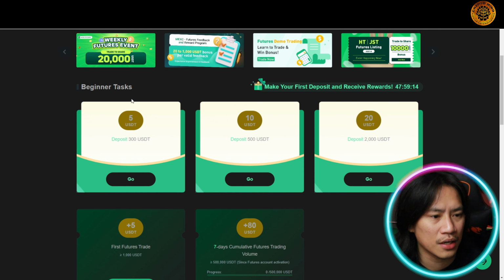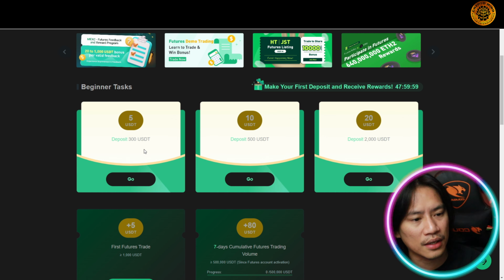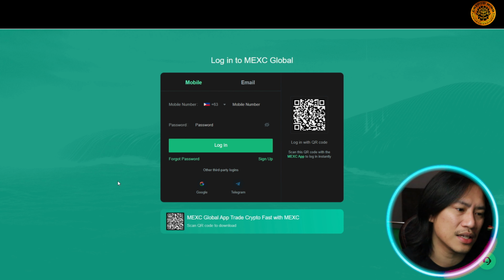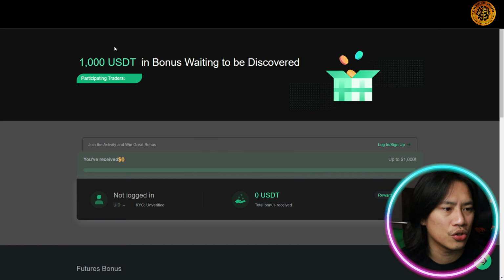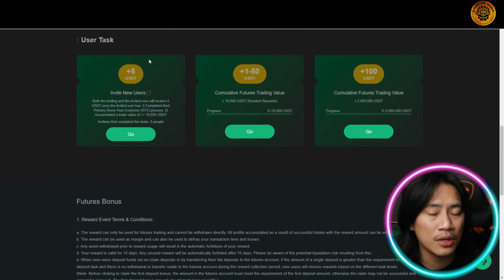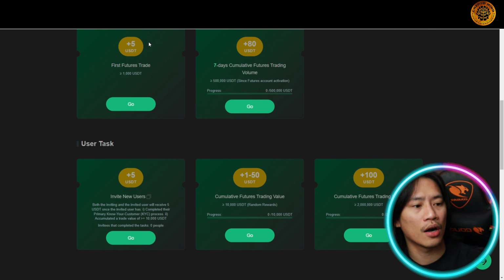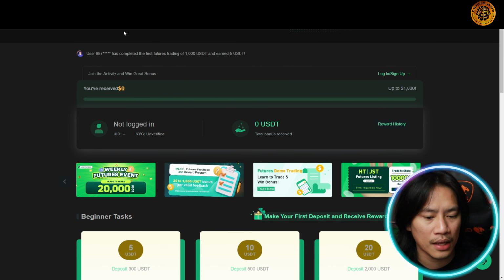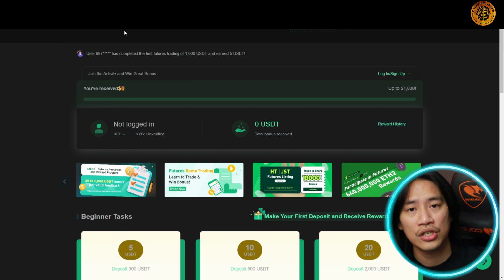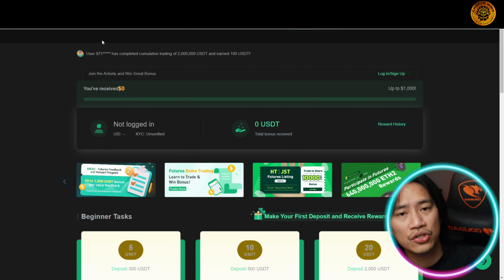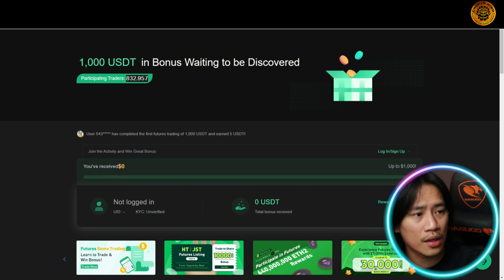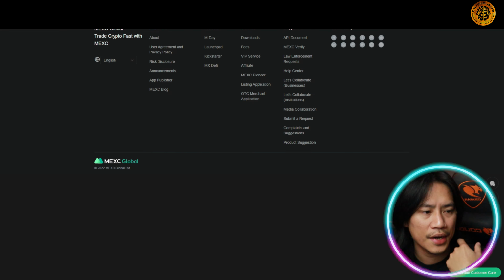And look at that, beginner task. Deposit 30 USDT, you get 5 USDT here. Click on go. But of course, again, you have to click on it and check what are the things that you need to know to be able to get whatever they are saying. But again, MEXC has been there for quite some time, and this is a good, credible exchange that you guys could explore and see if it works out for you as well.